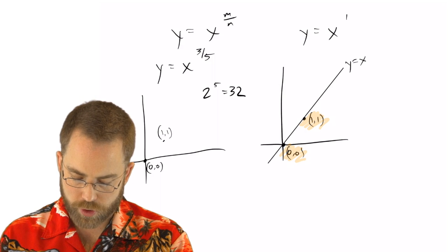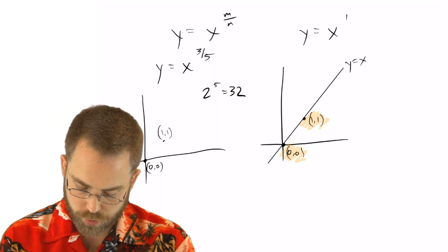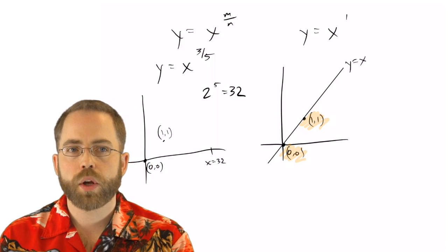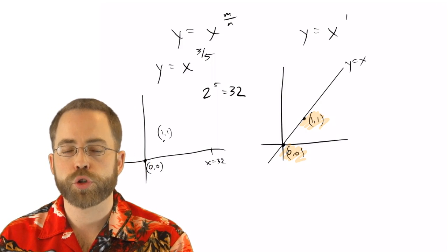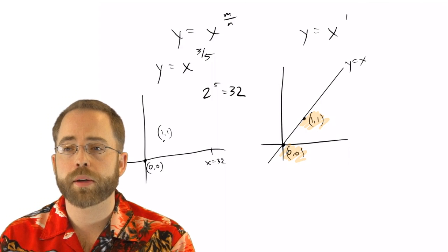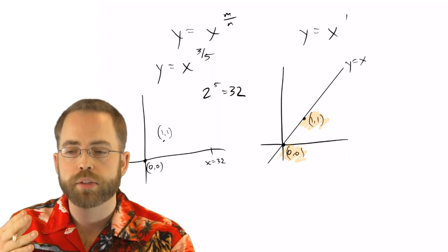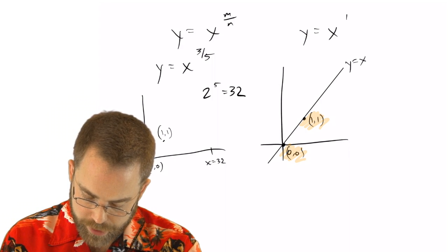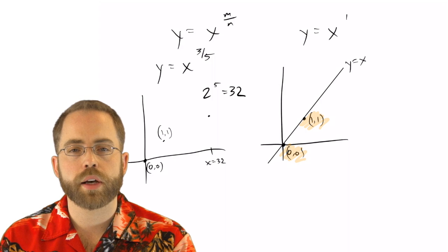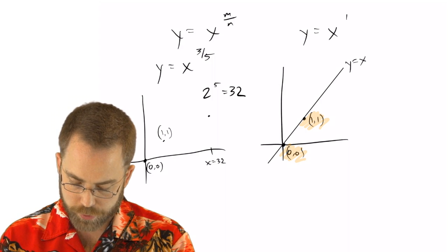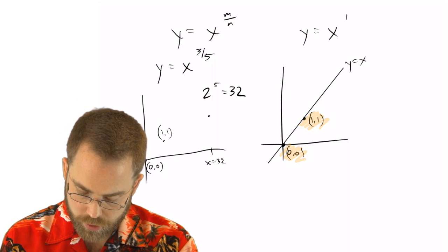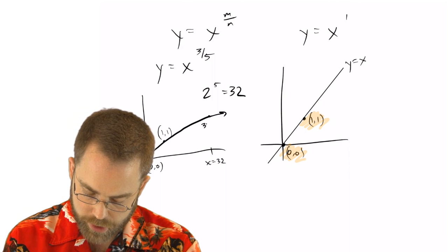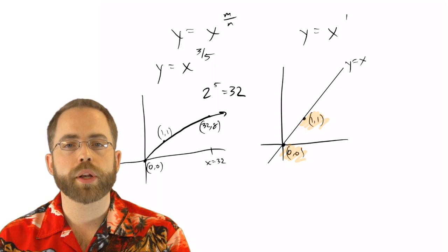And so if I plug in x equals 32, what's going to happen to it? Well, I'm going to take the fifth root of it, that'll be 2, and then I'm going to cube it. Powers over roots, I do the power next, 2 times 2 times 2, 2 to the 3rd is 8. So by x equals 32, I'm only up to 8. That 32 comma 8 is a point on this graph.